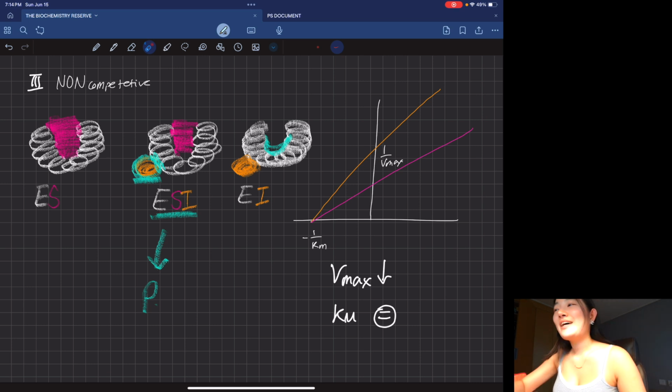Okay, so I apologize for the out-of-pocket analogies, but I do hope that was kind of useful in some sense. But that's a basic overview of enzyme kinetics.